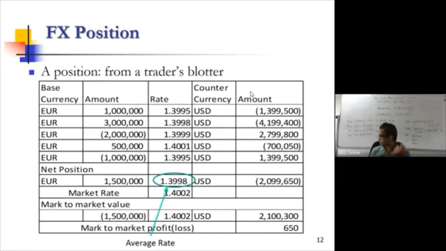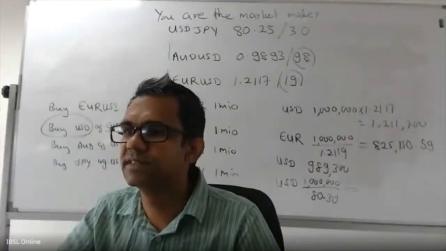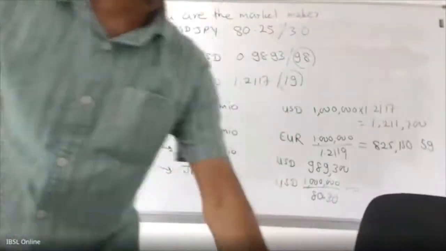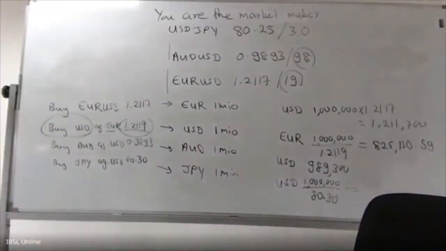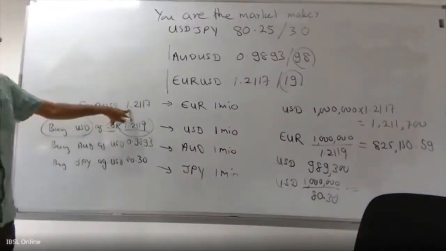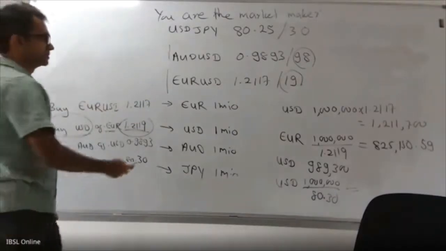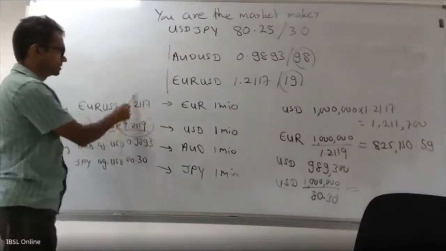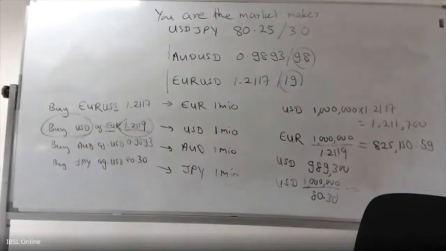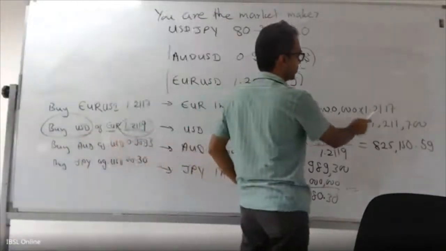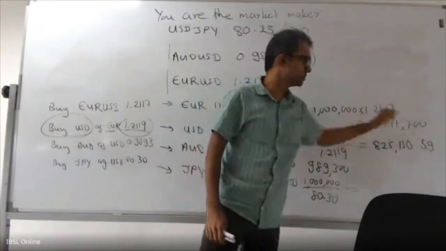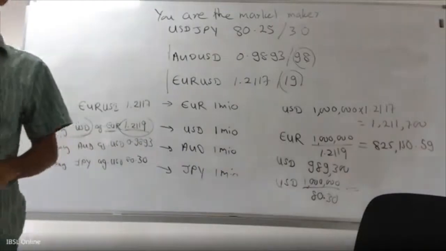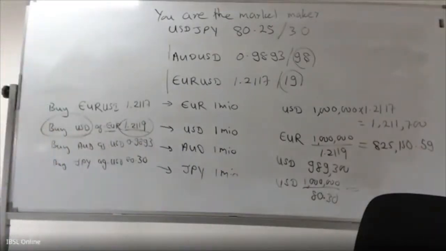Okay, if I go back to the first question, luckily I haven't deleted that. It's there on the board. You can see the calculation I've done. In the first transaction, you buy euro against dollar at 1.2117. So you buy 1 million euros, then what is the amount of dollars that you need to buy that? For 1 euro, you have to pay 1.2117. So for 1 million euros, you pay 1 million euro into 1.2117. So the total amount is 1,211,700 dollars. Is it clear?